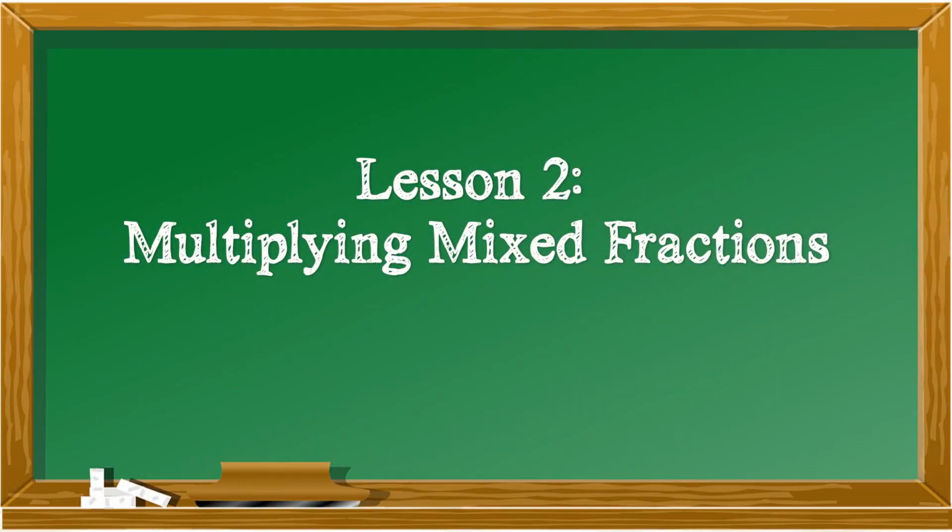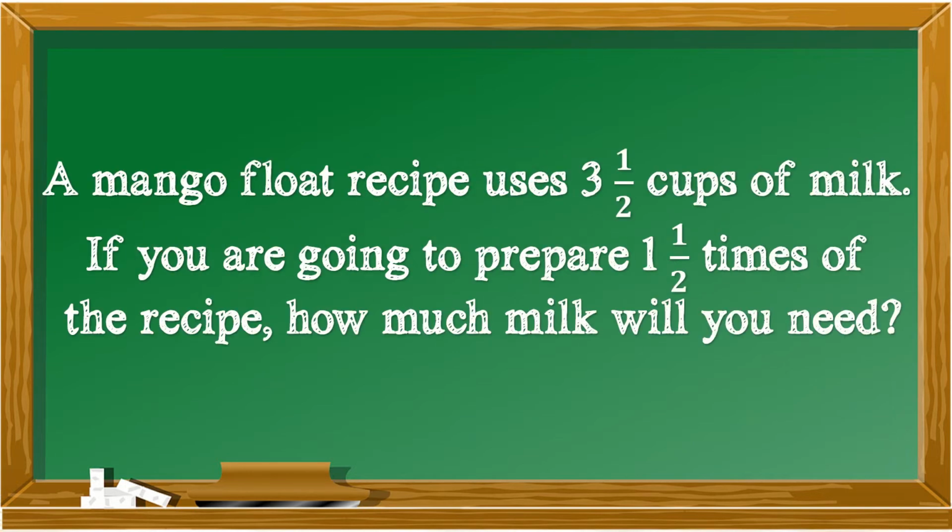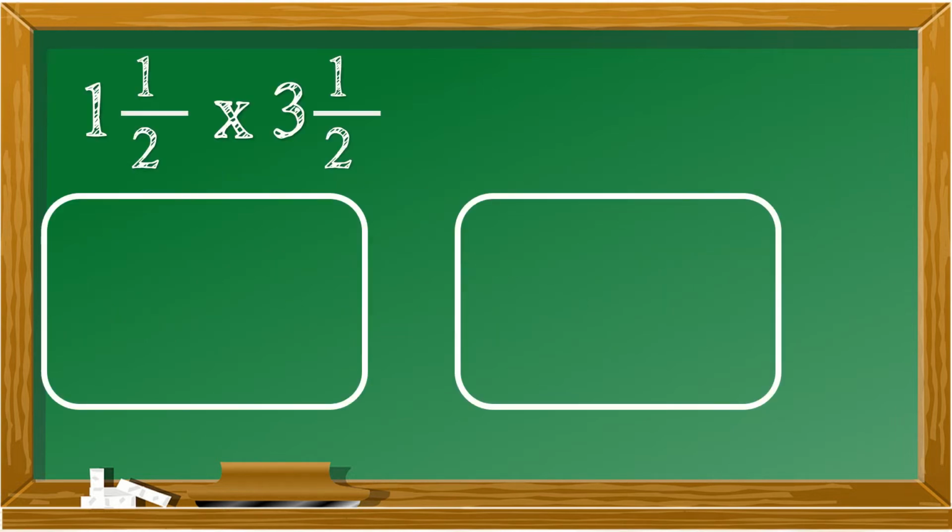For Lesson 2, multiplying mixed fractions. Again, to start, let us read this problem. A mango float recipe uses 3 1/2 cups of milk. If you are going to prepare 1 1/2 times of the recipe, how much milk will you need? So we are going to multiply 3 1/2 by 1 1/2.